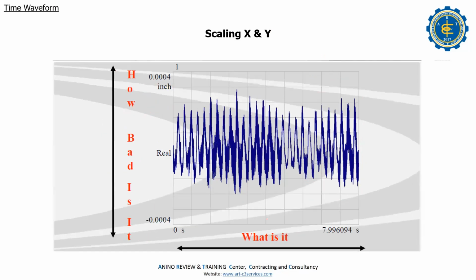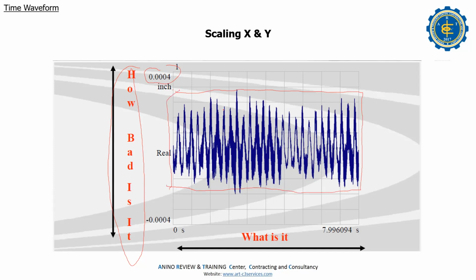So how bad is it? The same with the spectrum. How bad is it? If you see this one, the vibration is good, right? Because it is only 0.004. Then your time waveform is only like this.